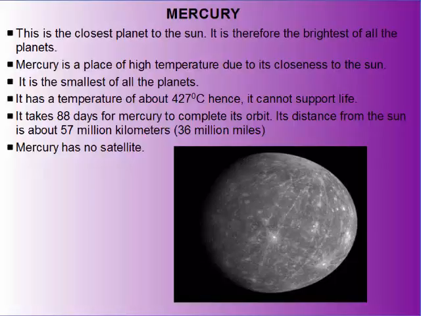As the Earth takes about 365 days to complete its orbit around the sun, it takes only 88 days for Mercury to complete its orbit around the sun. And Mercury has no satellite. So that is it for Mercury. We go to the next planet.